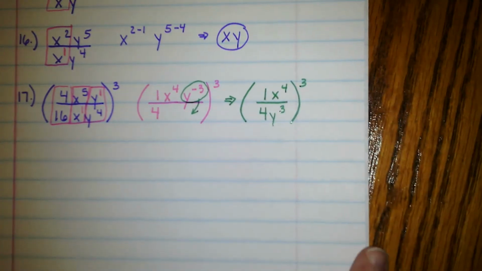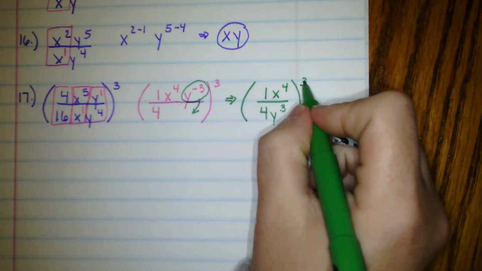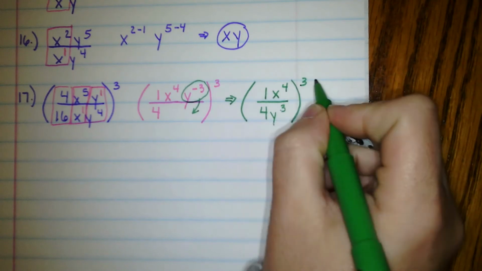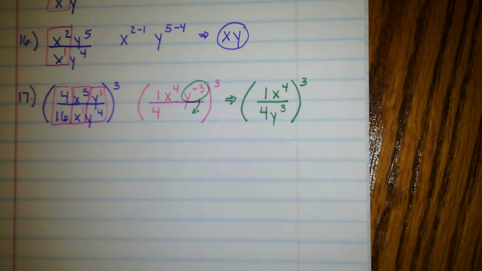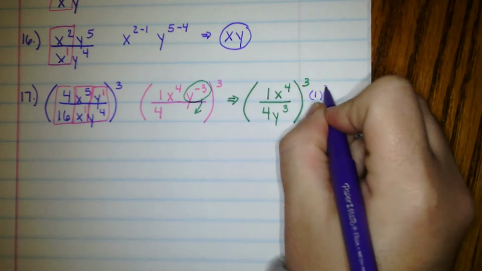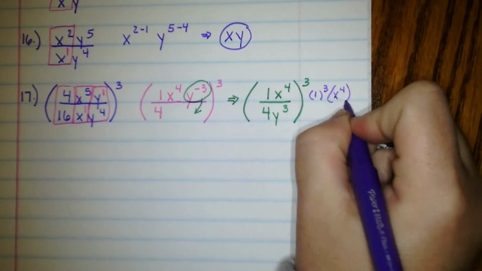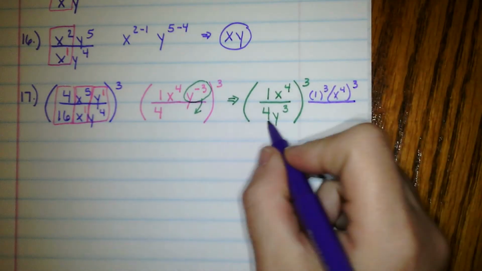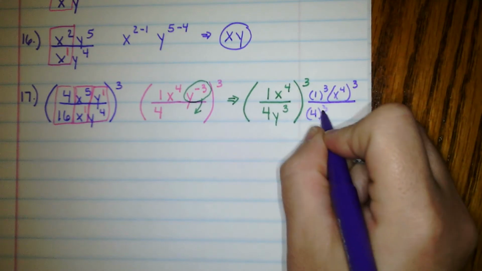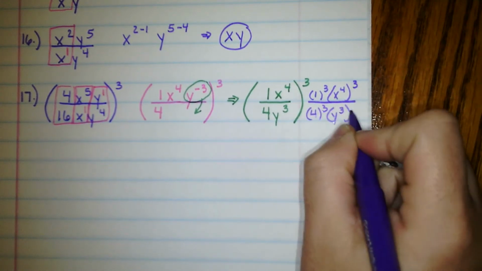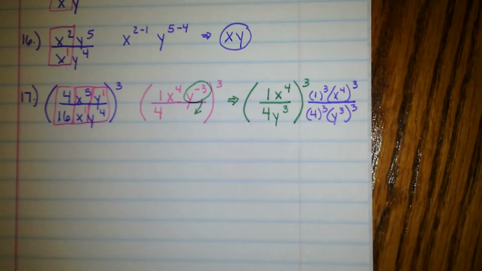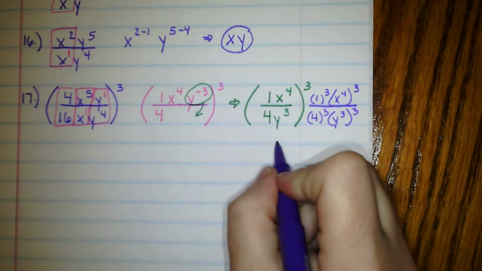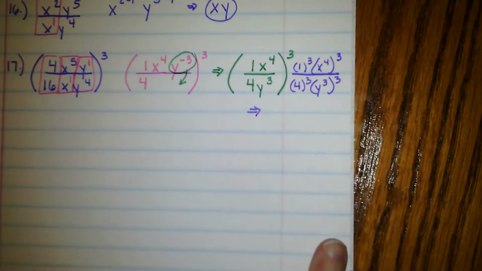Our very last step is now to distribute this 3rd power to everything on the top and everything on the bottom. So that means that we're going to have a 1 to the 3rd and an x to the 4th to the 3rd. And on the bottom, I'm going to have a 4 to the 3rd and then a y to the 3rd to the 3rd. So literally every single term is going to get that outside exponent. Last step. Let's reduce or simplify.